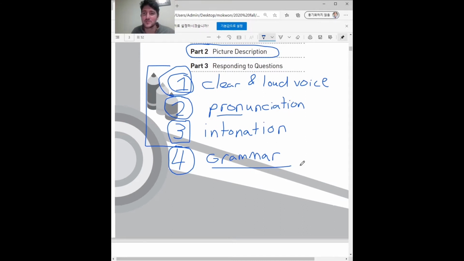Okay, those are my 꿀팁. Those 4 steps. If you follow these 4 steps, you will not need to worry. Right? 걱정 필요 없어요. You will get a good grade.